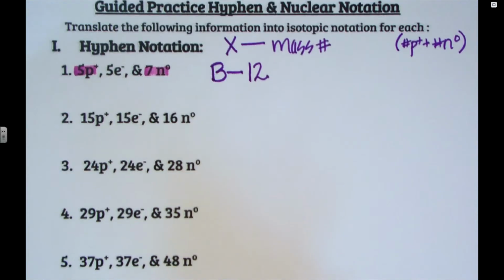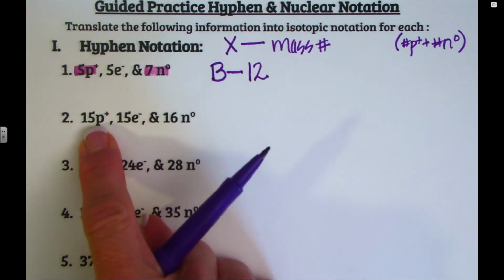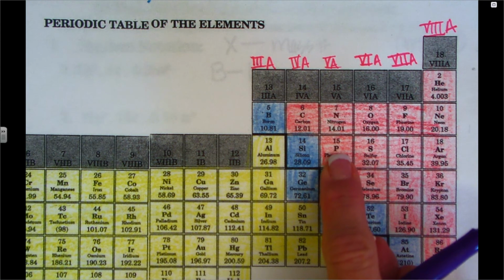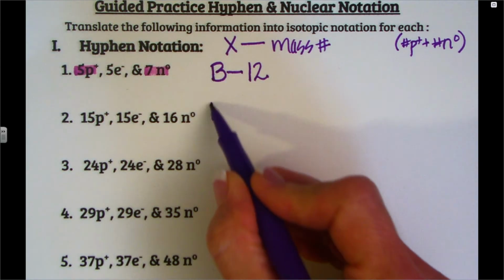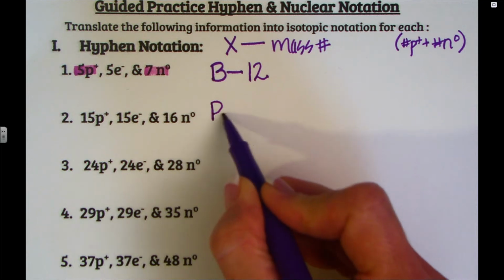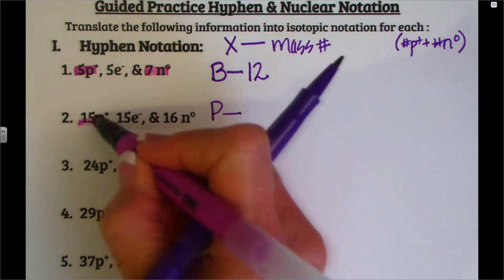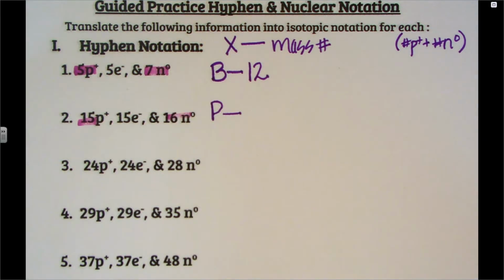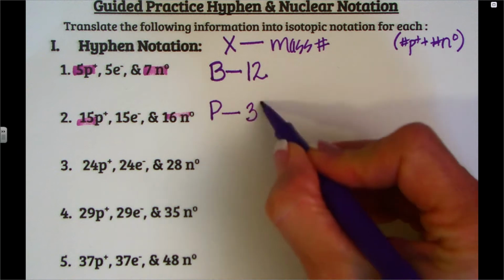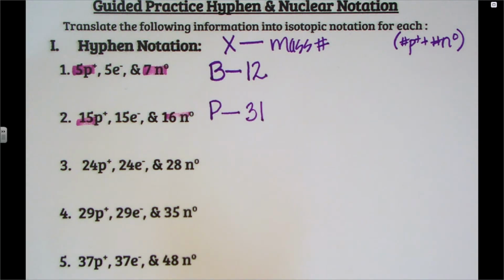For number 2, you want to find the element with 15 protons. So the element with 15 protons is phosphorus. So you're going to put the symbol P for phosphorus, hyphen, and now you're going to add your protons to your neutrons. So 15 plus 16 would give you 31 for the mass number.